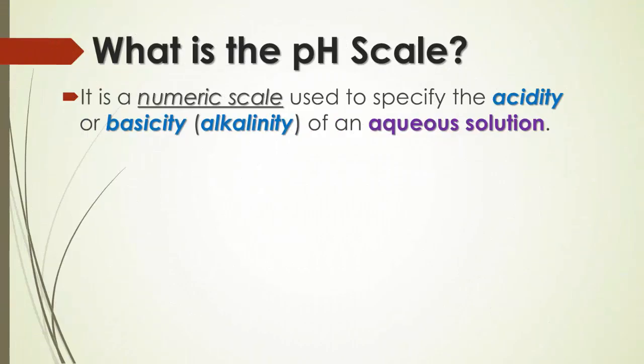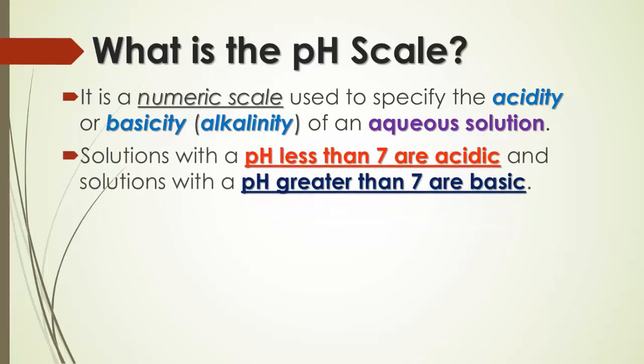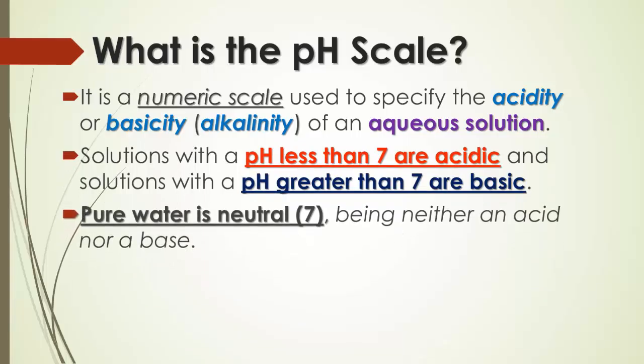So, what is the pH scale? I mean, you've all heard of it. You probably have seen it before in other classes. It's a big thing in biology. The pH scale is a numeric scale that basically talks about acidity to basicity, or alkalinity, of an aqueous solution. So we said anything that is less than 7 is acidic, and anything greater than 7 is basic. We know that pure water is neutral. If you guys watched the video that we posted on the self-ionization of water, you'll understand why it is neither acid nor base.